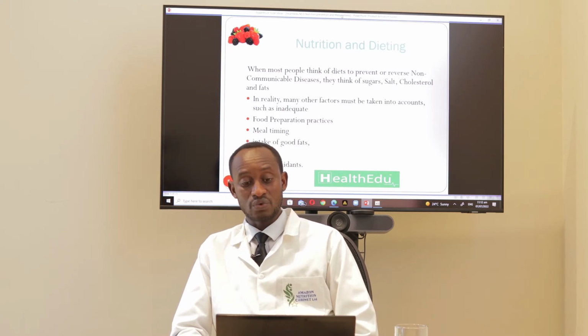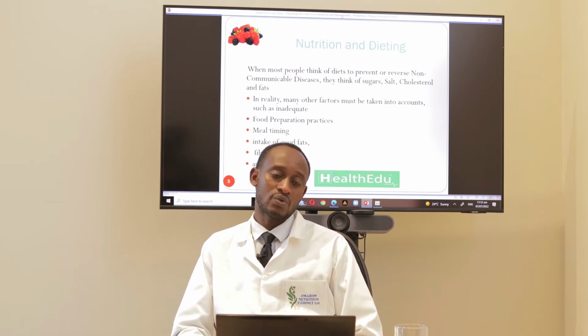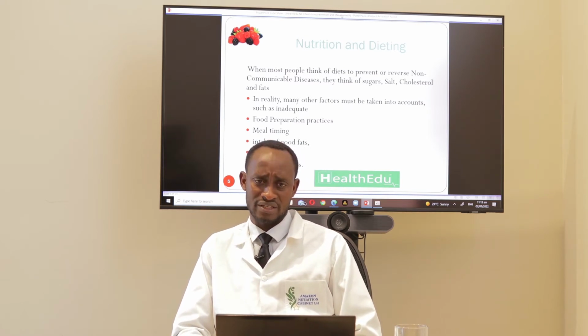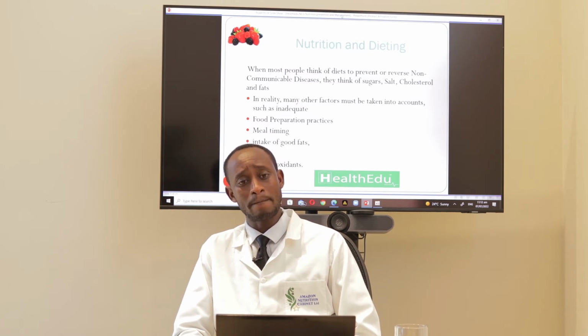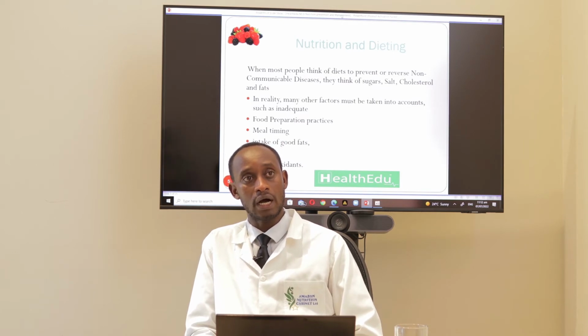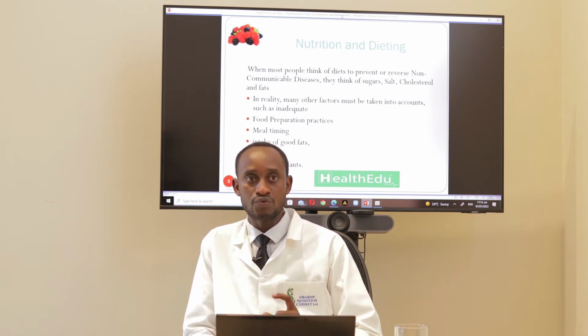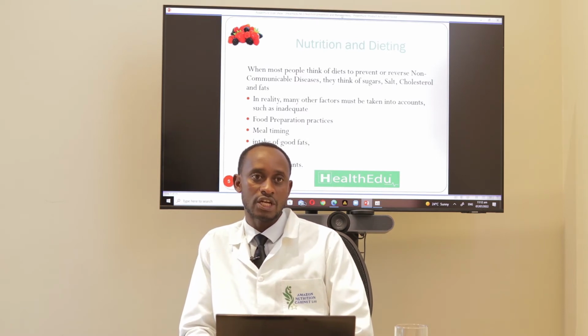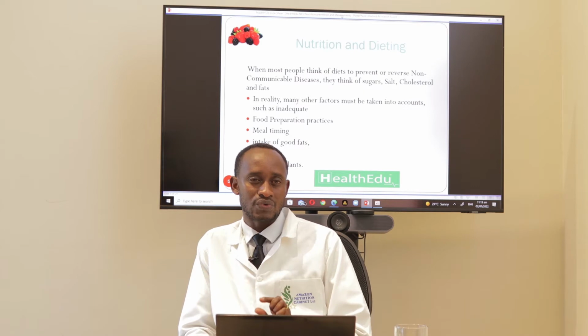There is an intake of good fats. When we talk of good fats, they are basically the fats that normally originate from plants. They can be sunflower oil, the oils from soya, the oils from maize, olive oil. So if we are to manage and prevent non-communicable diseases, good fats, good oils are very advisable for their prevention and management.